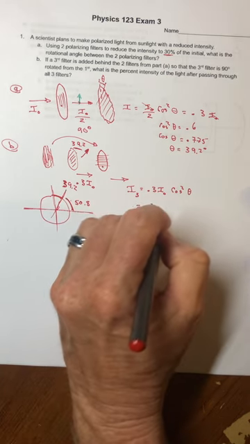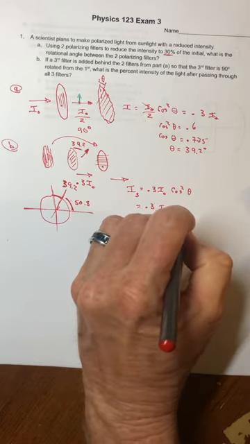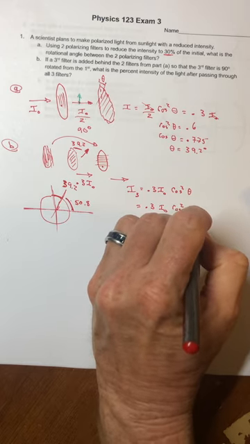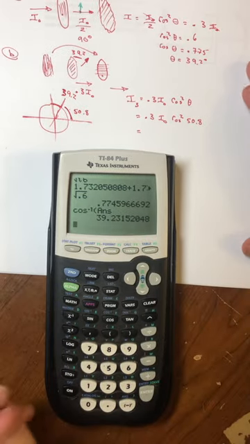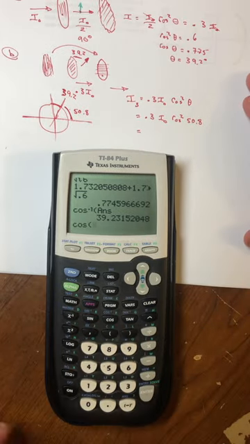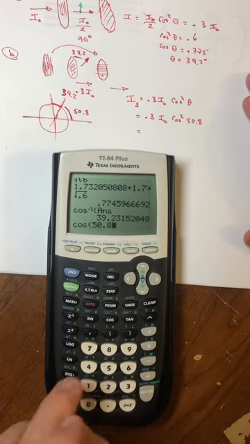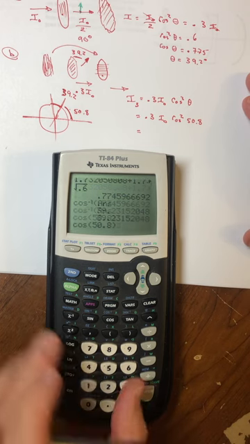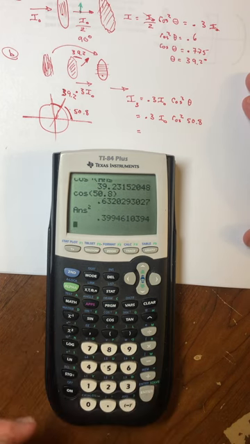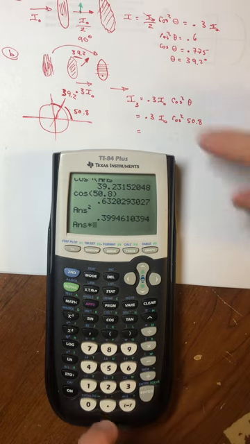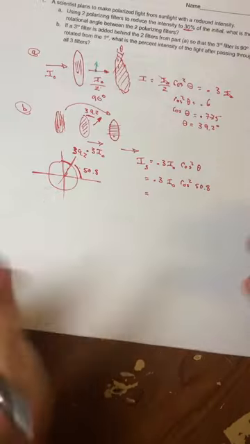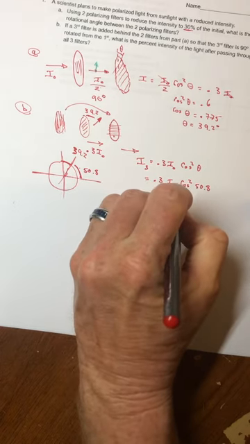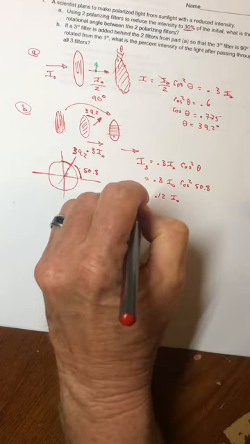All right, so 0.3 times the initial times cosine squared of 50.8 degrees. Let's see what that comes out to be. So here's cosine. Here is 50.8 degrees, and I will now square that. Okay, and then times the 0.3. And it looks like we got about 12%. So 0.12 of the initial.